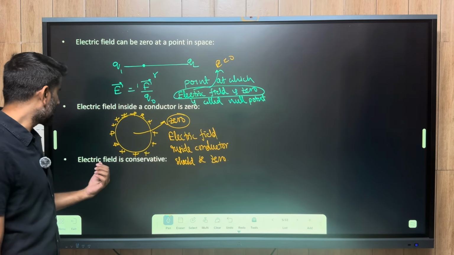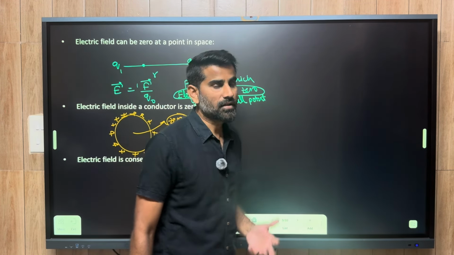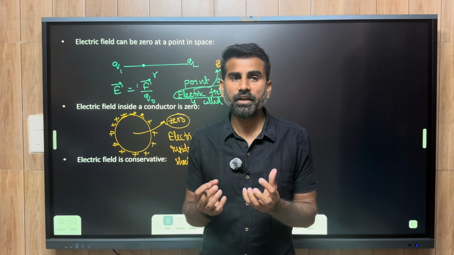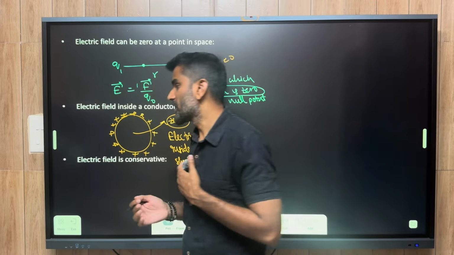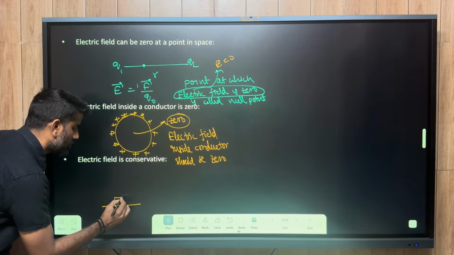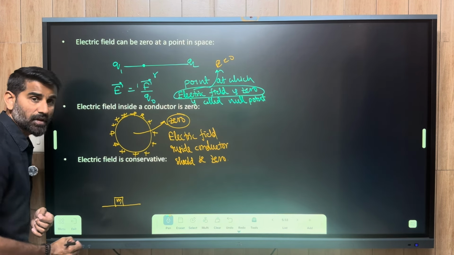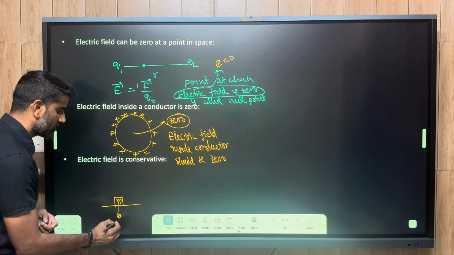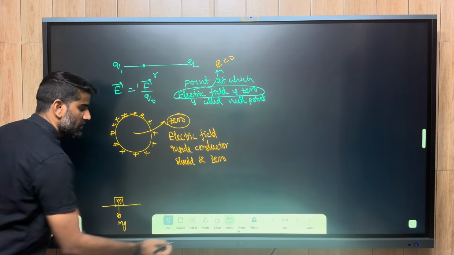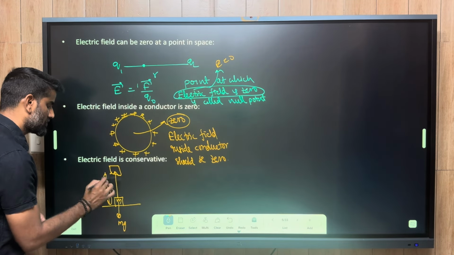The total charge inside the conductor is 0. Now coming to the next point, electric field is conservative. So what do you mean by conservative? Conservative means the work done by this field is independent of the path followed. It is something like the gravitational field. Let's say this is an object of mass m. Its weight is acting vertically downwards. I've taken this object straight up to a height h.